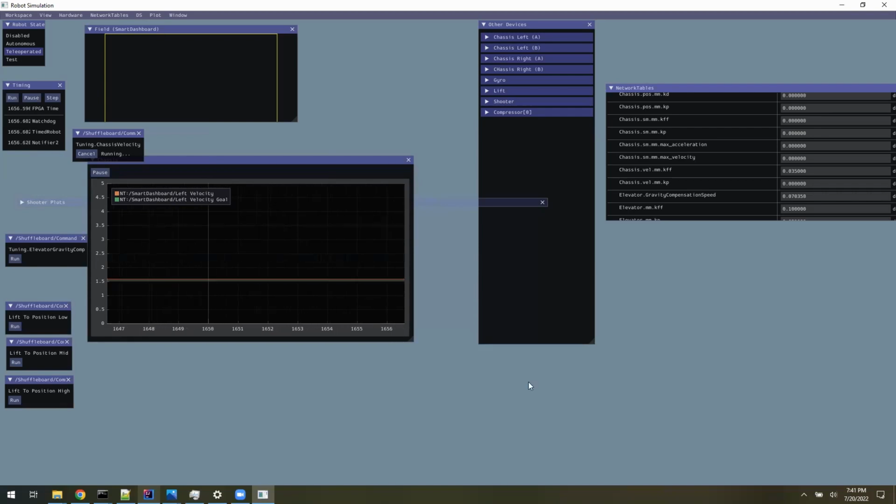It's a tiny, tiny bit hot right now. So I'll do 4.5. Still a little bit hot. Is there a reason why you're changing...? I'm changing the wrong thing. Gravity compensation speed. Very easy to make that mistake. Thank you. We do that all the time.